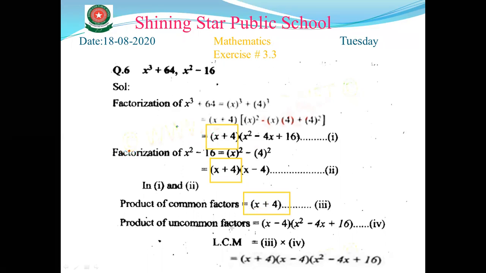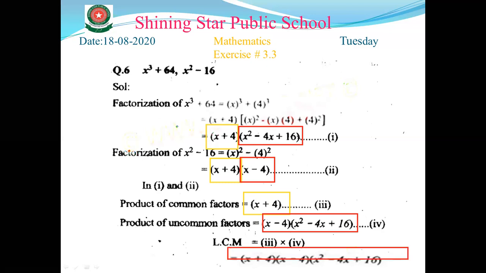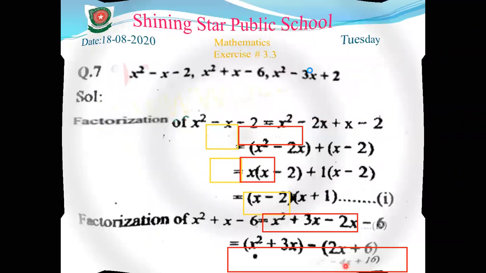Now, uncommon factors. From the first term, the uncommon factor is this. From the second term, this. So we write uncommon factor is x minus 4 multiply x square minus 4x plus 16. For finding LCM, we know that we multiply the common factor with uncommon factor. So x plus 4 multiply x minus 4 and x square minus 4x plus 16 is your required answer of question number 6.